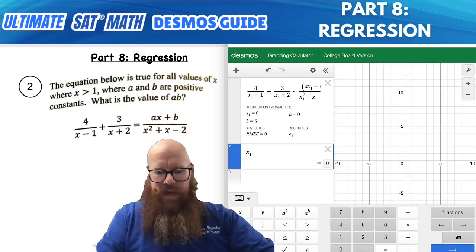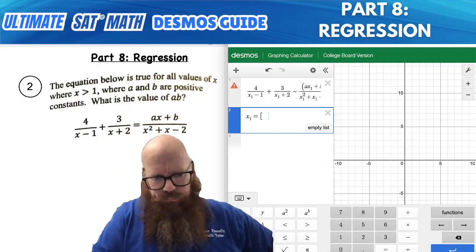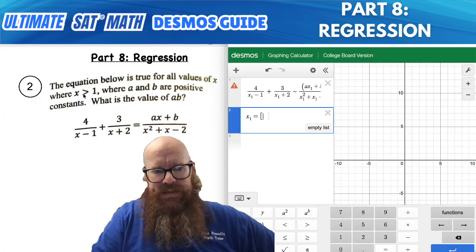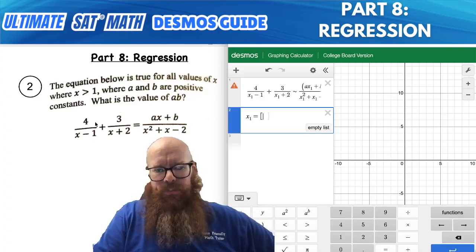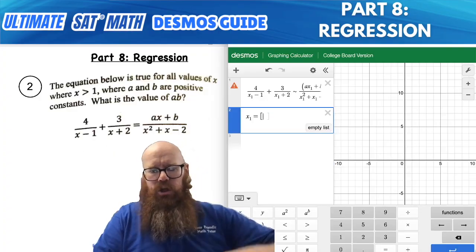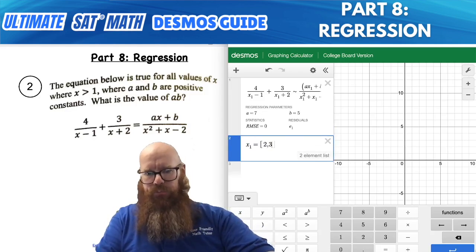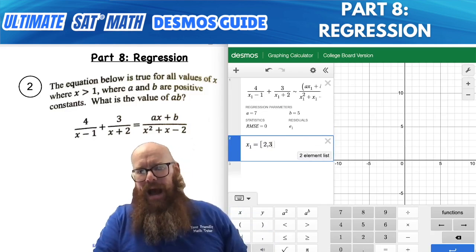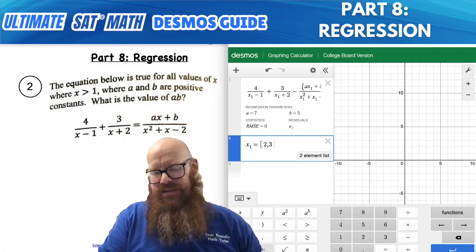Also notice that we write x1 equals, start a little bracket, and they want x to be bigger than 1, because that would make the denominator 0. So I'm going to pick 2 and then 3, and now I got my answer. A is 7 and B is 5.